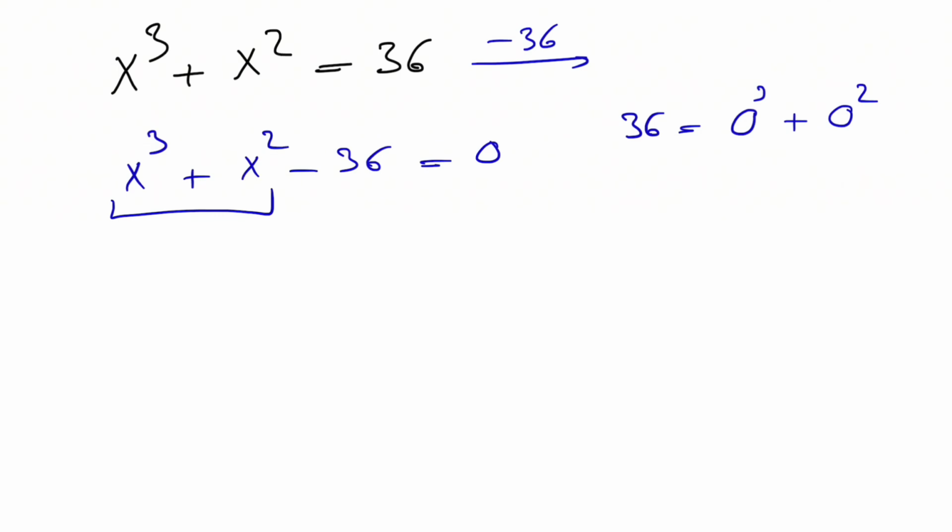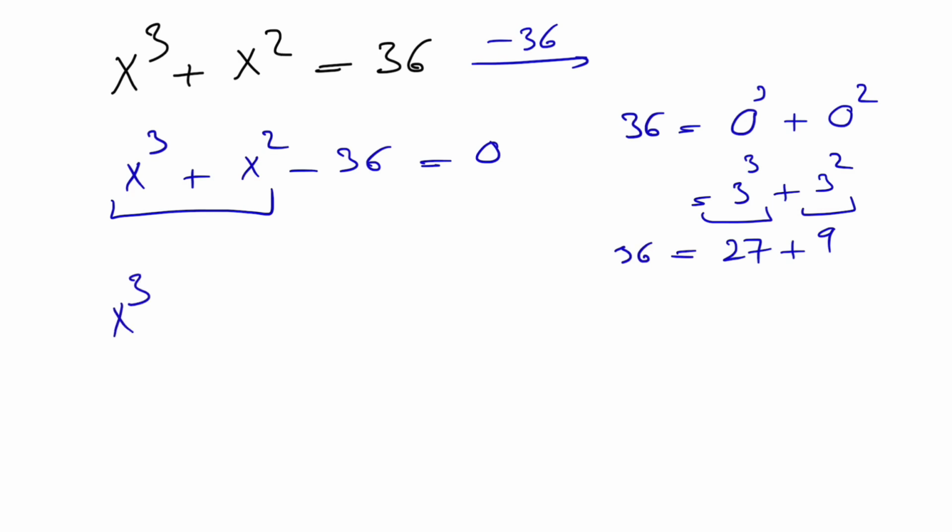And if we do that, we'll see that 36 will be 3 to the power of 3 plus 3 squared. So 3 cubed is 27 and 3 squared is 9, and that's going to give us 36. And basically in here we will have x cubed minus 3 cubed plus x squared minus 3 squared equals 0.